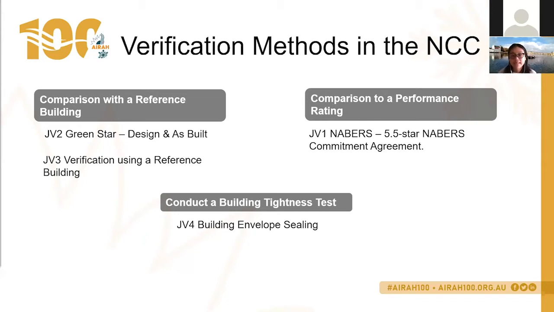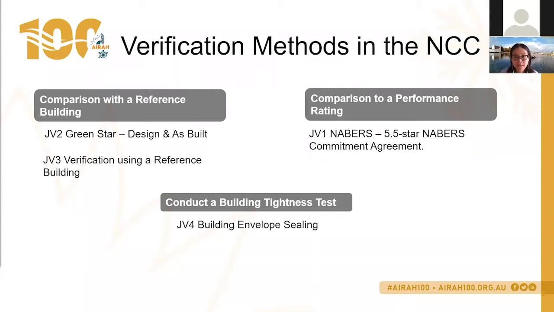Just a reminder that this JV4, none of these are actually requirements. It's up to you to use any combination of these to demonstrate compliance to your performance requirement. So JV4, which is your blower door test, is not compulsory. You could actually just demonstrate compliance with building ceiling using Part J3 requirements.